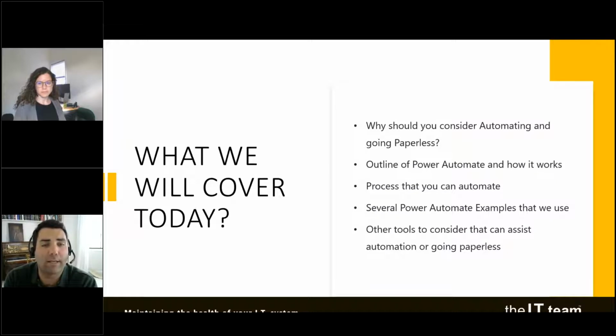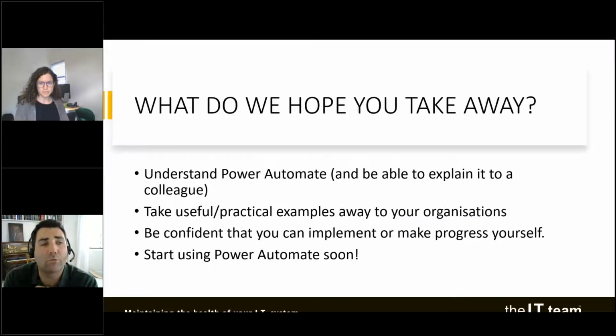An outline of what Power Automate is and how it works. I might not have mentioned this, but Power Automate was recently called Flow, and so you may have heard of it as Flow, which was a better name for it in my opinion, but I don't make the decisions. The processes that you can automate, several examples that we're going to show you how they work, and it might get the juices flowing about how it could help your organization. Then lastly, other tools to consider that could assist automation and paperless, outside the Power Automate system.